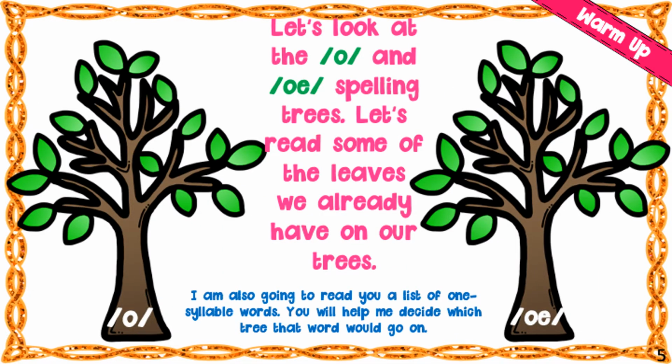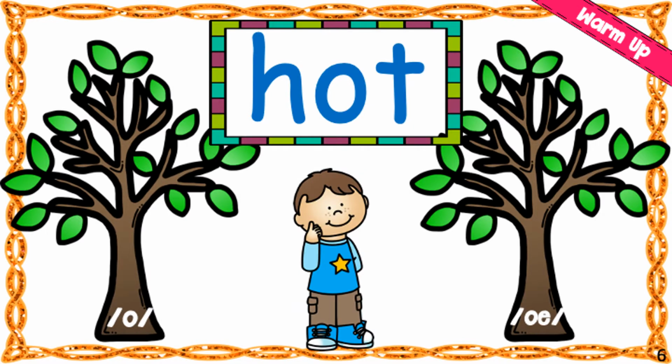Okay, so let's look at these two trees. On the left side, we have the ah tree, which is the short O. You see the short O a lot in words. Then we have the O sound, which is the long O. And we're going to figure out where our leaves go. The first word, hot. Now, does this make the ah sound or the O sound? It makes the ah sound. Good. So we would put the word hot on the tree to your left, the one that has the ah sound, the short O.